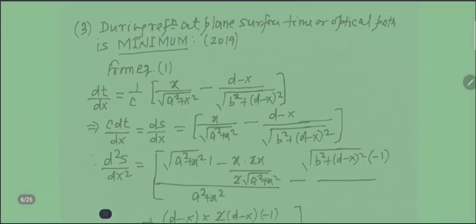Now we will look at the 2019 PYQ in the next class, which is about the time or optical path being minimum during reflection at a plane surface. We will look at this 2019 PYQ in the next class.